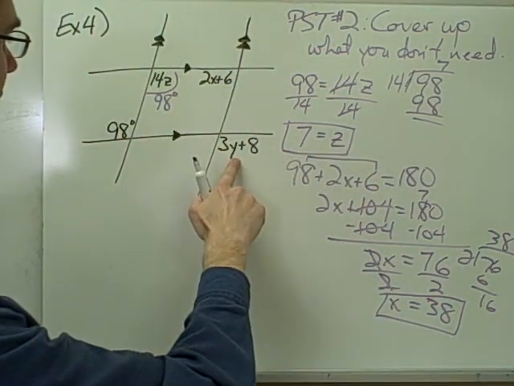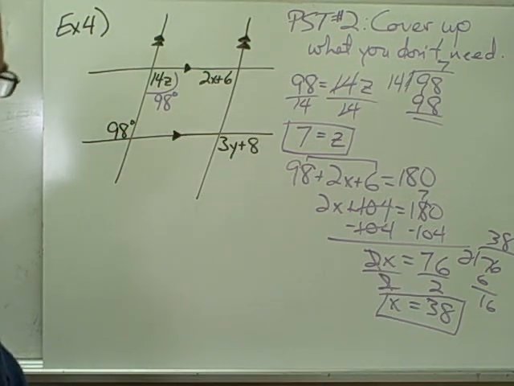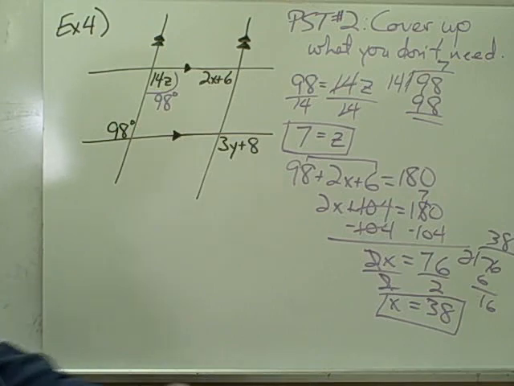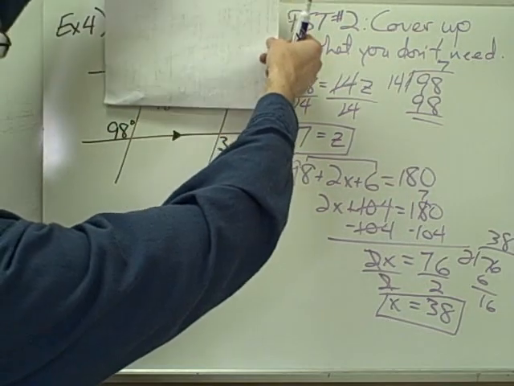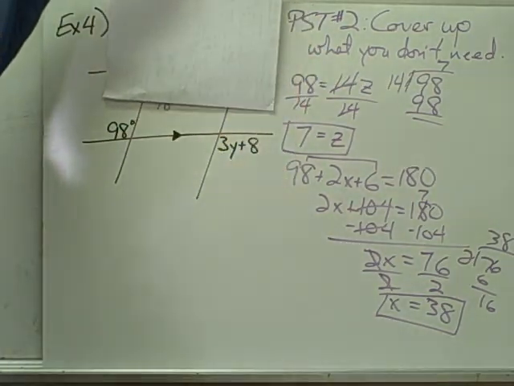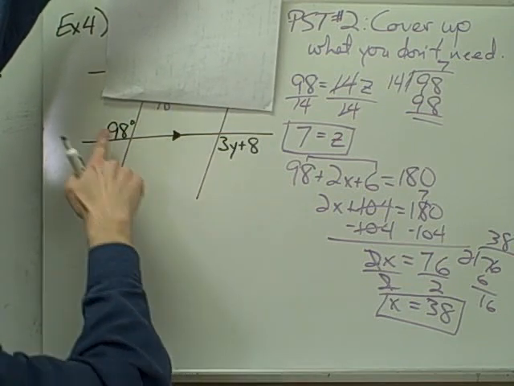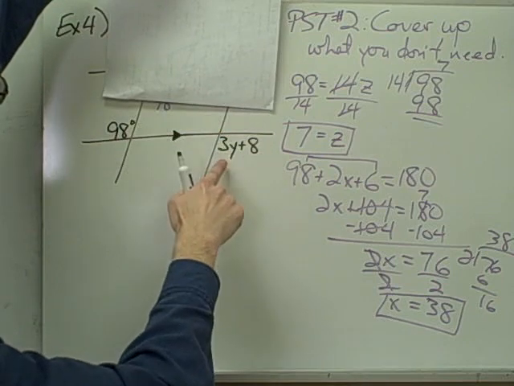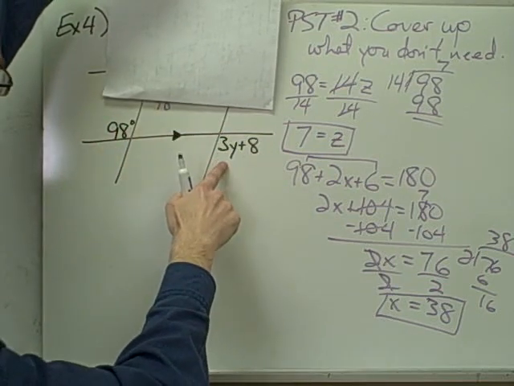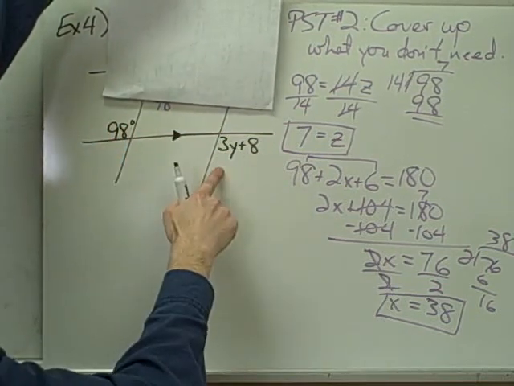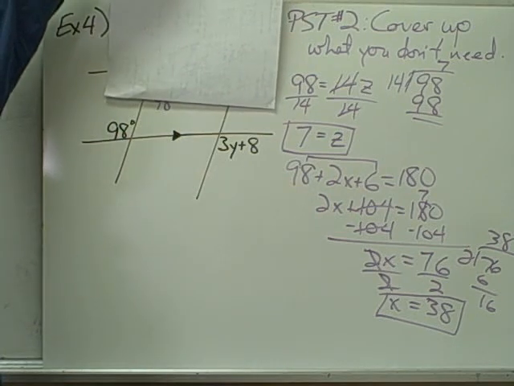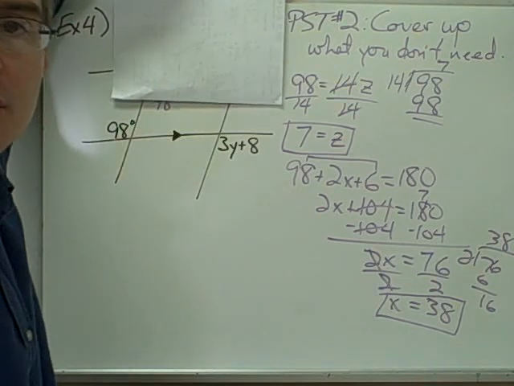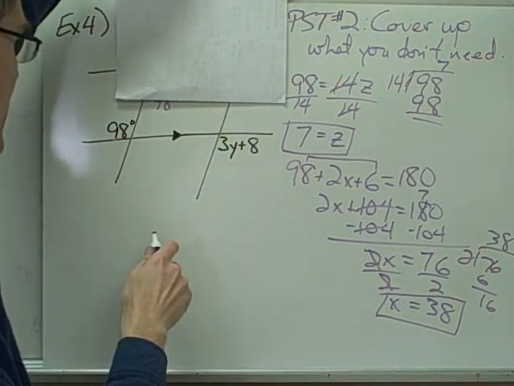Only thing I need now is to find y. So let's see. There's a few different ways that I could go about doing this. I think what I'm going to do is see if it helps to cover up this top part here. Now, I notice I've got two parallel lines cut by a transversal, and these two angles are alternate exterior angles. And I have a theorem that tells me that if two parallel lines are cut by a transversal, alternate exterior angles are congruent.